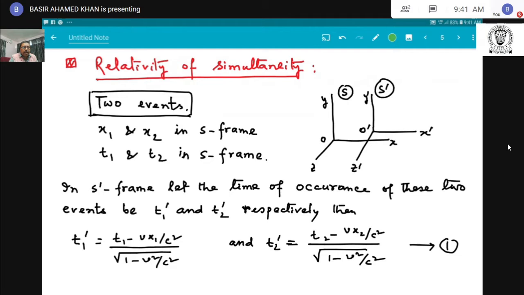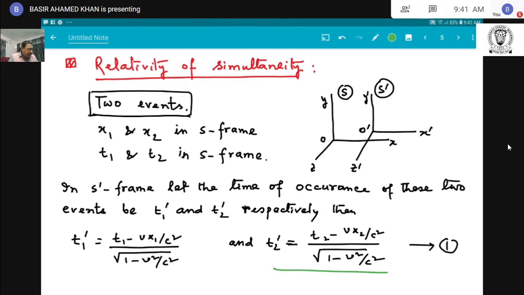Then t1 prime equal to t1 minus vx1 by c square divided by root over 1 minus v square by c square, and t2 prime equal to t2 minus vx2 by c square divided by root over 1 minus v square by c square. t1 prime and t2 prime are the times of the two events occurring in the S dash frame.